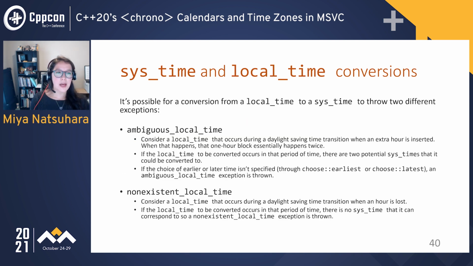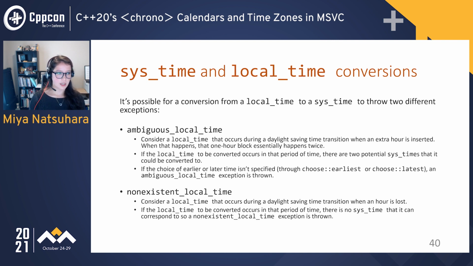So a lot of words on this slide. I'm going to talk through it all. I also have some additional diagrams to hopefully clarify the situation here. But there are essentially two cases where a local time to a sys-time conversion can cause some problems. As I said, it's all because of daylight saving time. So first one, we could get an ambiguous local time exception thrown. And this happens when there's a daylight saving time transition where there's an extra hour inserted.